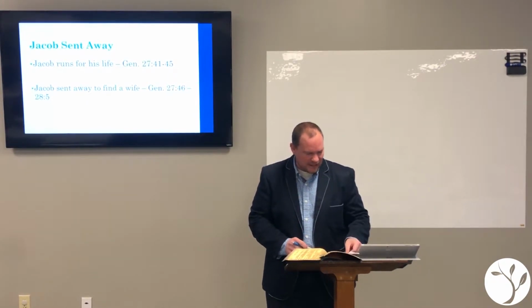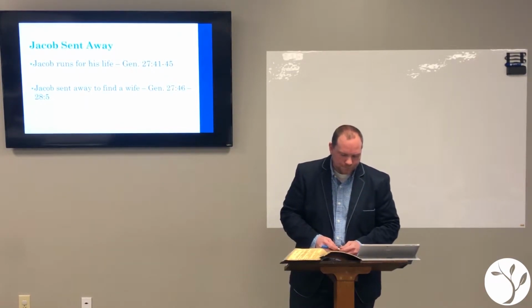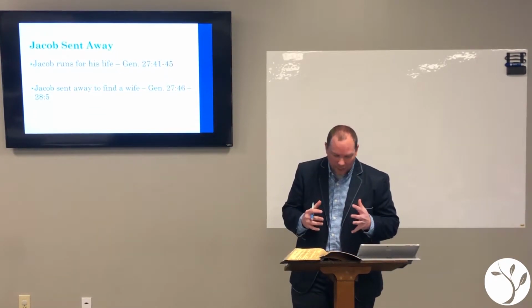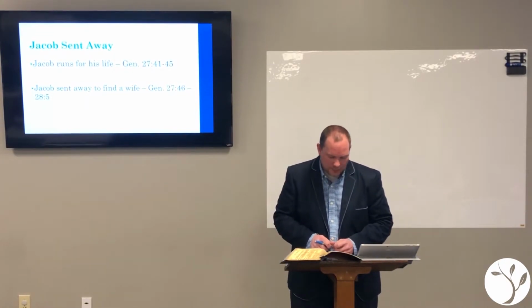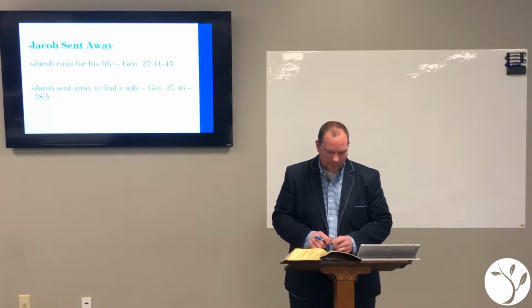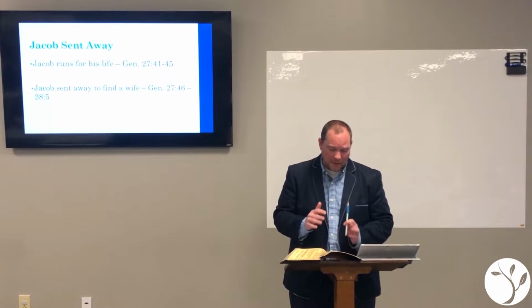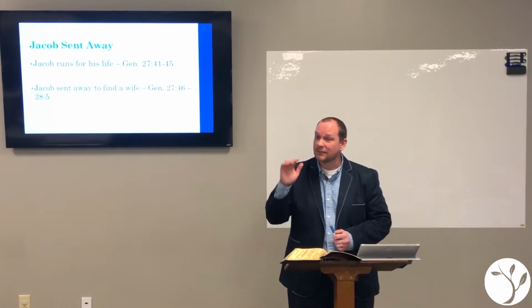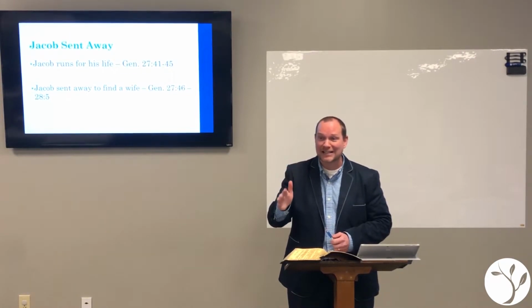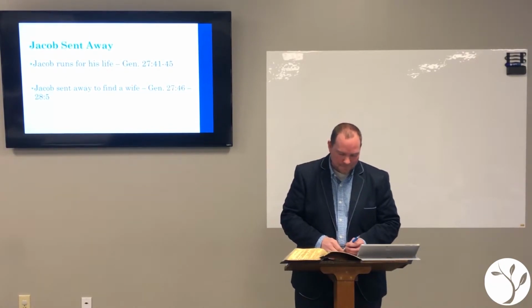We won't take time to read all of this, but in chapter 27, the latter part, Esau is very angry. So in verse 41, Esau hated Jacob because of the blessing with which his father had blessed him. And Esau said to himself, the days of mourning for my father are approaching, then I will kill my brother Jacob. So basically he's saying, as soon as Isaac my father dies, I'm going to kill Jacob. That's my next mission, is to kill Jacob. I'm going to wait for my father Isaac to die.